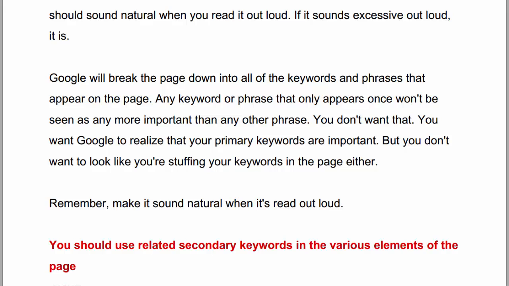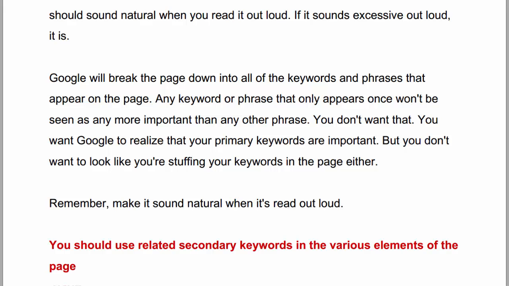Google will break the page down into all of the keywords and phrases that appear on the page. Any keyword or phrase that only appears once won't be seen as any more important than any other phrase. You don't want that. You want Google to realize that your primary keywords are important, but you don't want to look like you're stuffing your keywords in the page either. Remember, make it sound natural when it's read out loud.